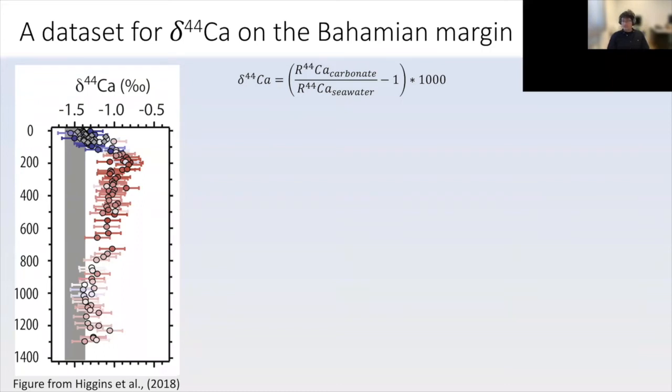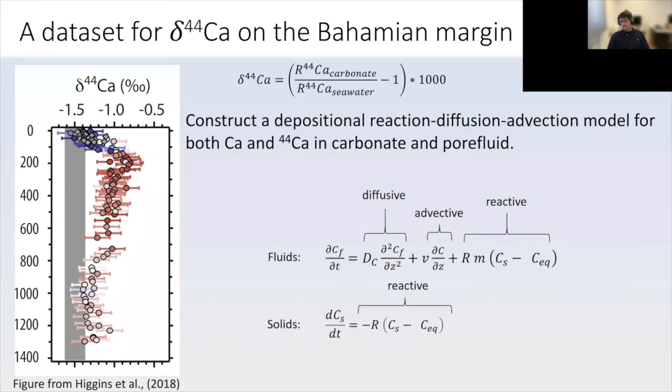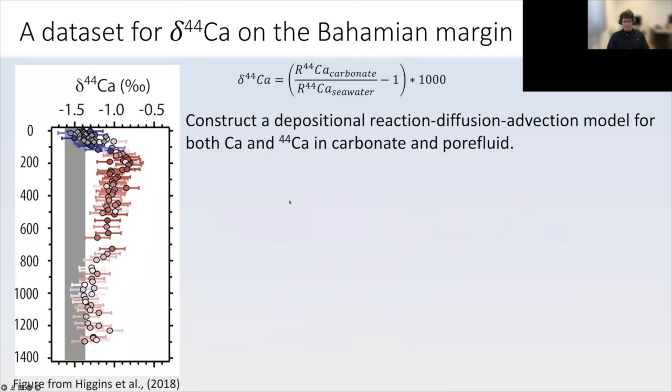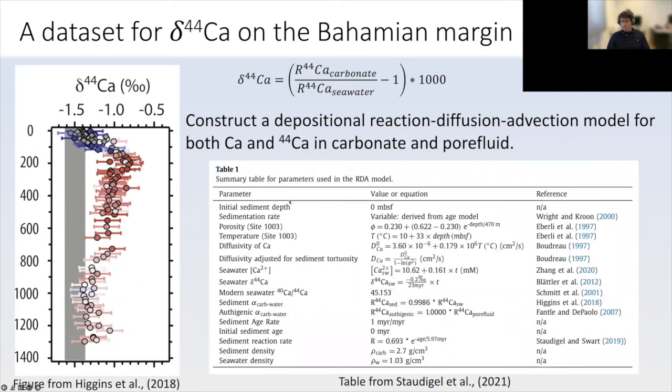So we have this data set for calcium isotopes, which is published. Now we need to construct a depositional reaction diffusion model for calcium isotopes. We have these two governing equations, and because the diffusive term is largely known, the reactive term is known, and we know the final concentration of calcium isotopes in the solids, we can actually solve for the advective term. We have a number of parameters for the model. This is a table from the paper where this model was published, and we account for quite a few effects in this.